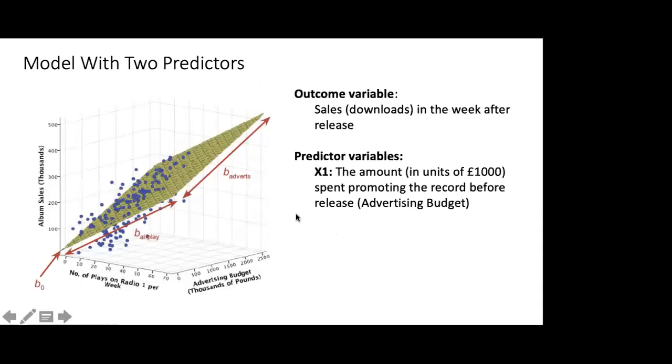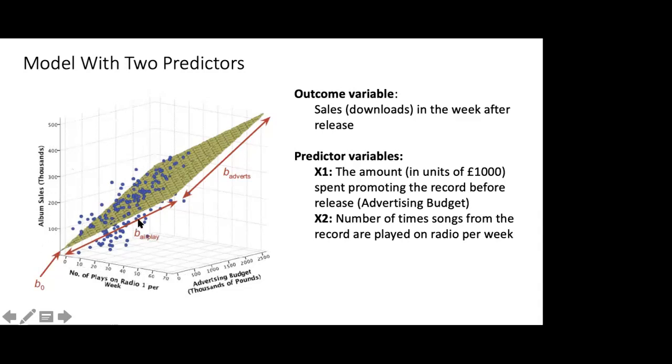All right, so this is our slightly augmented album sales model. Here again is our outcome variable, the album sales in thousands, and this is our regression plane in our three-dimensional coordinate system. We have the first predictor, the number of times a song from that album is played on the radio, and here we have the advertising budget, how much money is spent on advertising.